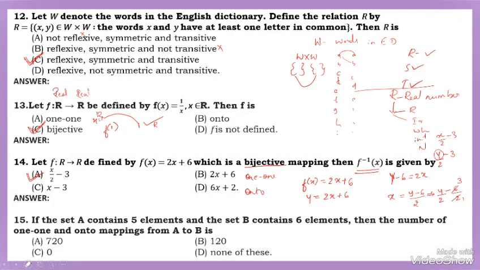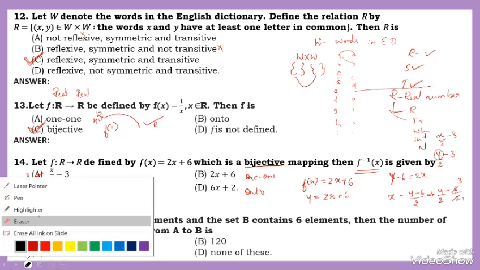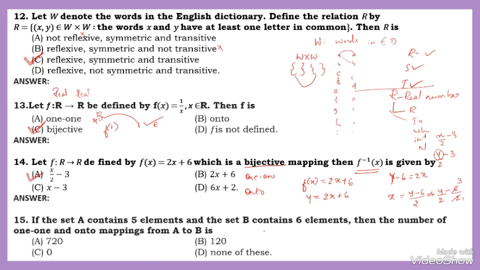Question number 15. If the set A contains 5 elements and set B contains 6 elements, then the number of 1-1 and onto mappings from A to B is. Here there are two sets, set A and set B. Set A containing 5 elements: 1, 2, 3, 4, 5. I will take the elements for my reference. And set B containing 6 elements: 1, 2, 3, 4, 5, 6.